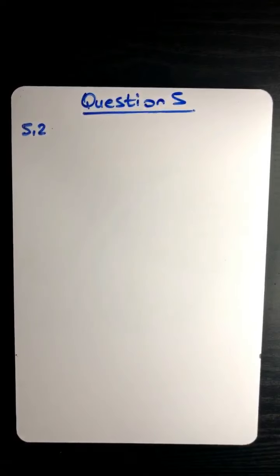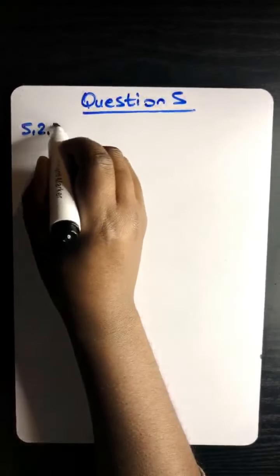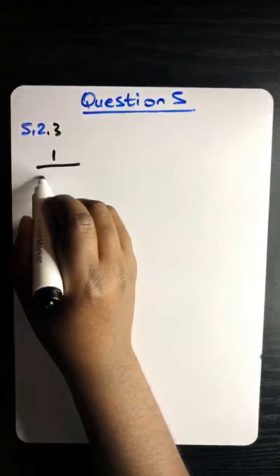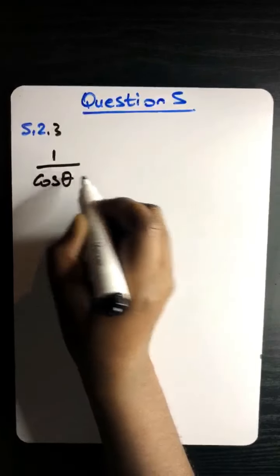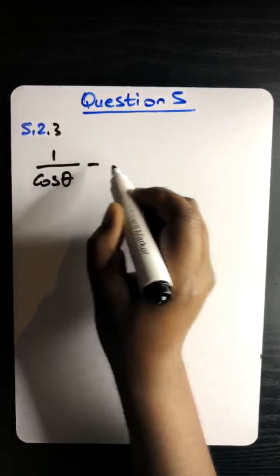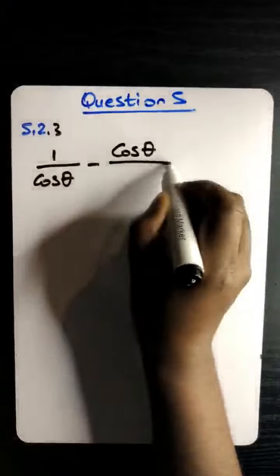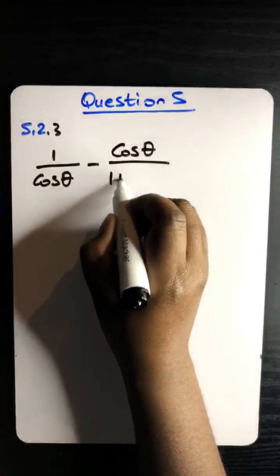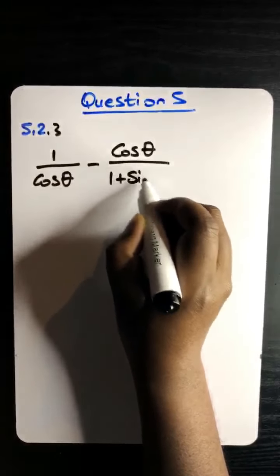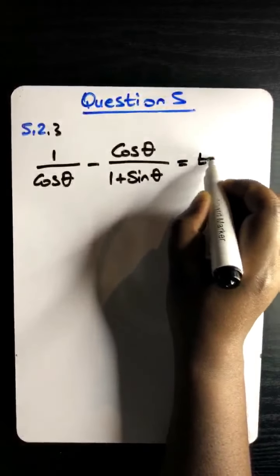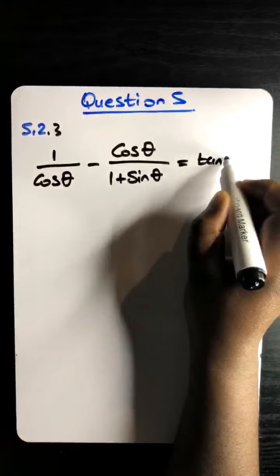question 5.3, where they need you to prove that 1 over cos of that minus cos of that over plus sine angle is equals to tan angle. And this question is allocated 5 marks.